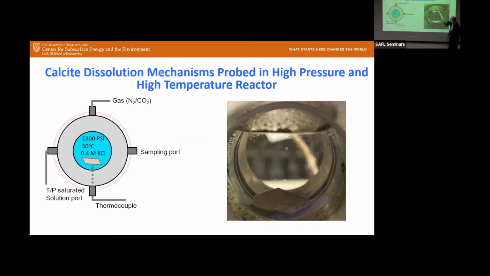And so what we're going to do is put these pieces of calcite in here. We're going to measure the calcium that's released into the brine to measure how much is dissolving. And then at the end of the experiment, we're going to take out all the brine, dry this off, and then look at the surface of that calcite wafer.